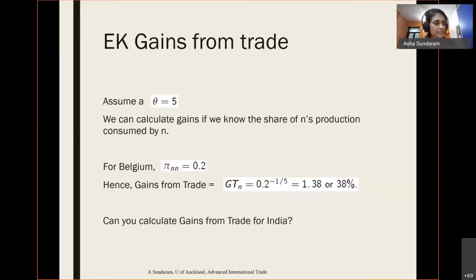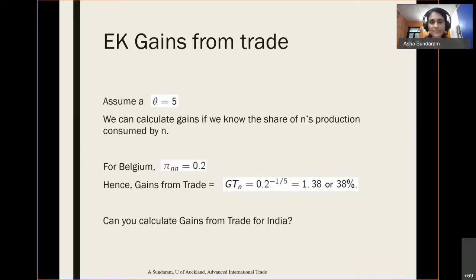Now, next time, I think this will be a good place to stop. So next time, we'll start with a quick recap of this on the slide. And what I'll ask you is, what types of countries gain most from trade? Do you think a country like Belgium, where its spending on its own products is only 0.2, is Belgium going to gain more? Or is a country like the United States going to gain more?